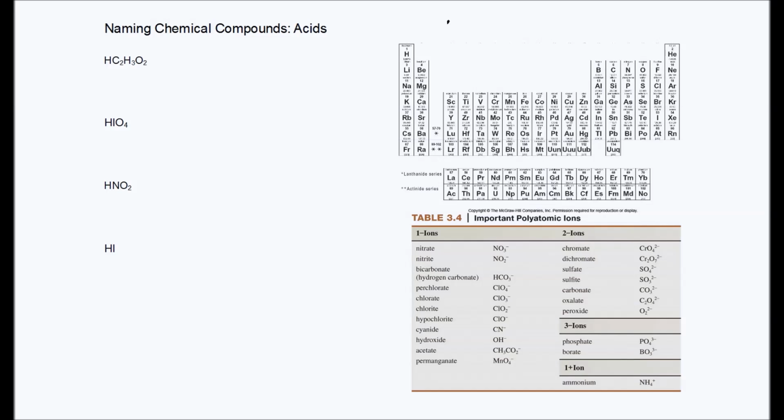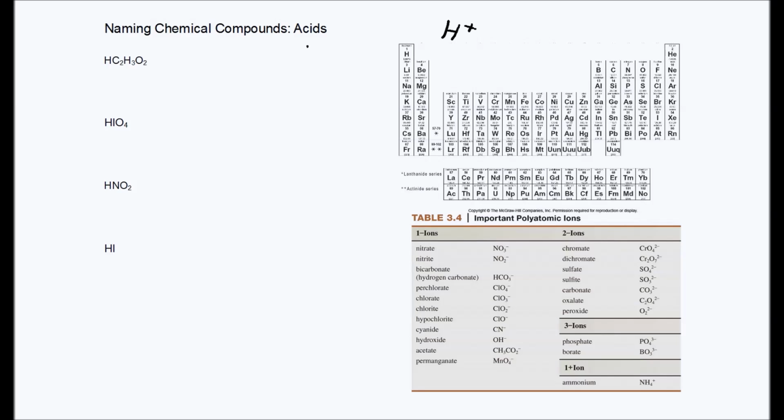And finally, the last class of compounds we need to learn to name right now is acids. All acids have a cation, the same cation. They all contain H+. That sort of goes with being an acid. So really we spend most of our time on these problems naming the anion and figuring out how to name it. So basically in this case naming the C2H3O2 or the IO4 or the NO2 or the I.